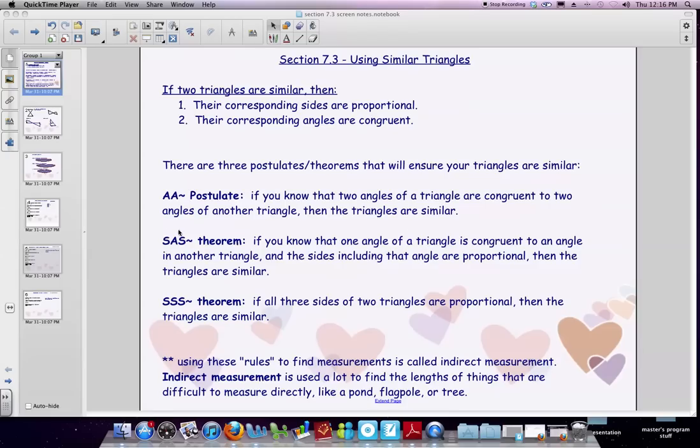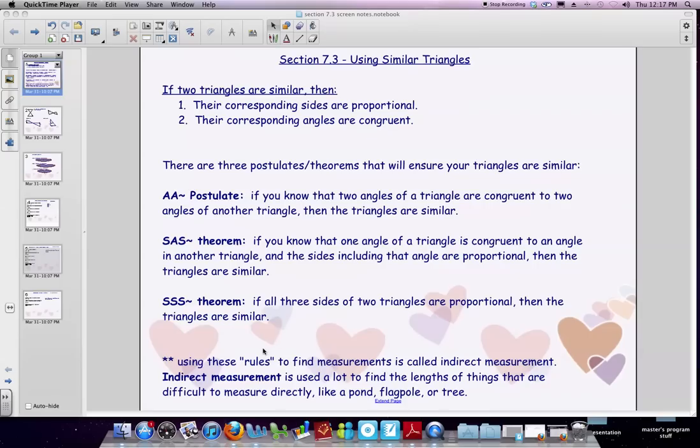The second one is the side-angle-side similarity theorem. That one says that if you know of one angle in each of the triangles that is congruent, and the sides that are included on either side of that angle have the same proportion, then the triangles are similar. So you would check to see if the ratio of one pair of sides is the same as the ratio of the other pair of sides, and then the angle in between them would have to be congruent. The third one is the side-side-side similarity theorem. That one says if all 3 pairs of sides are proportional, then the triangles are similar.